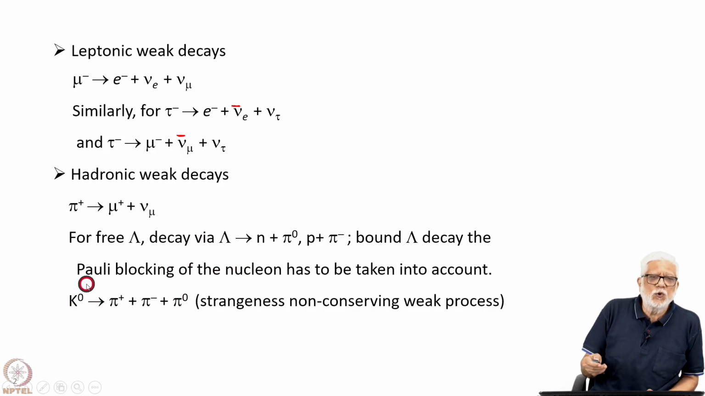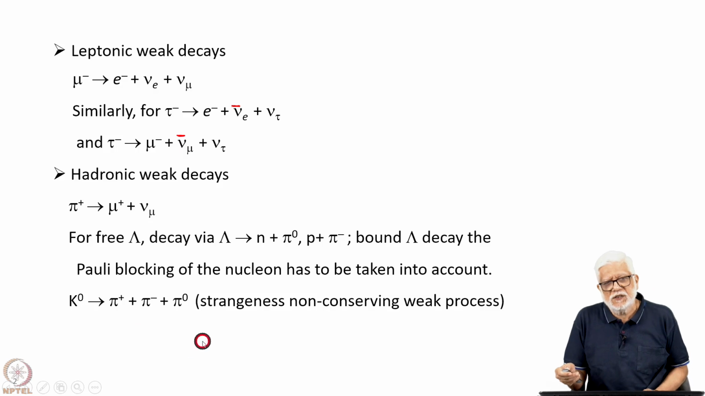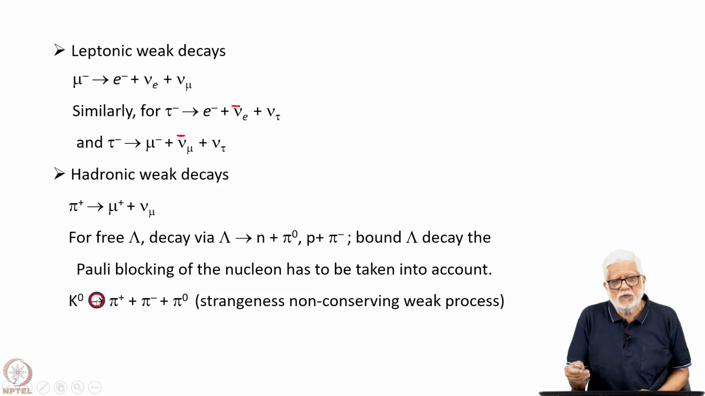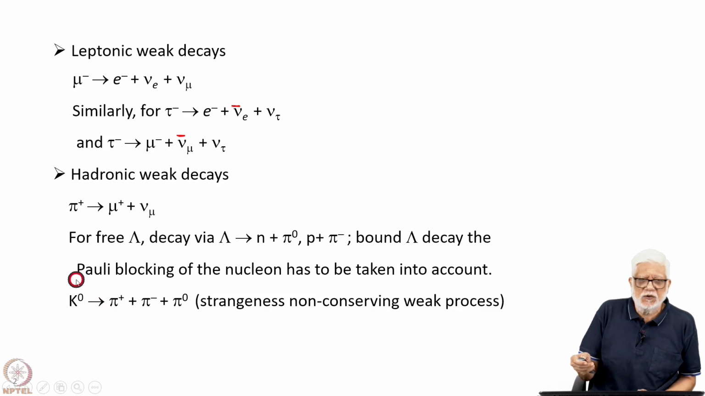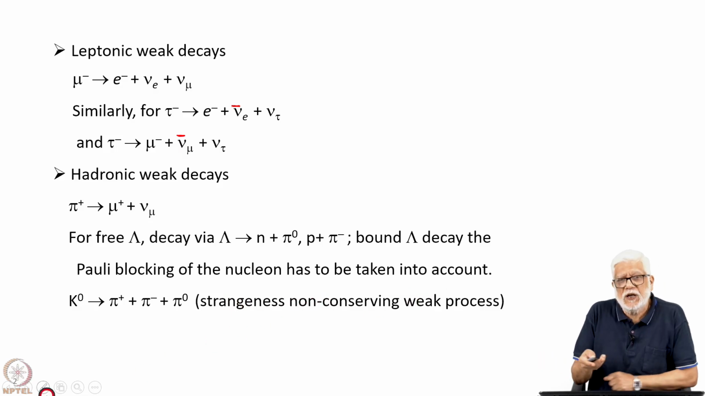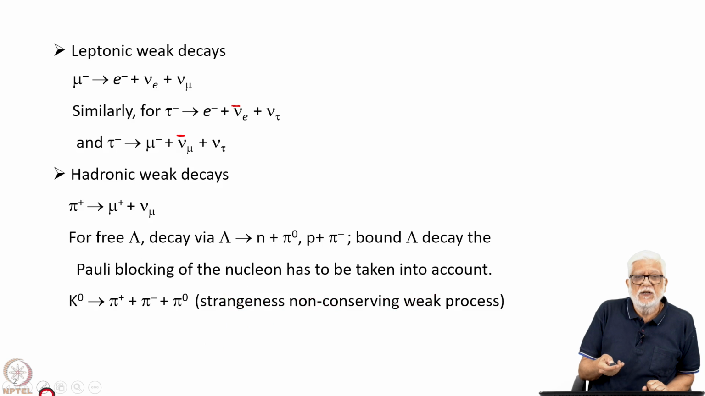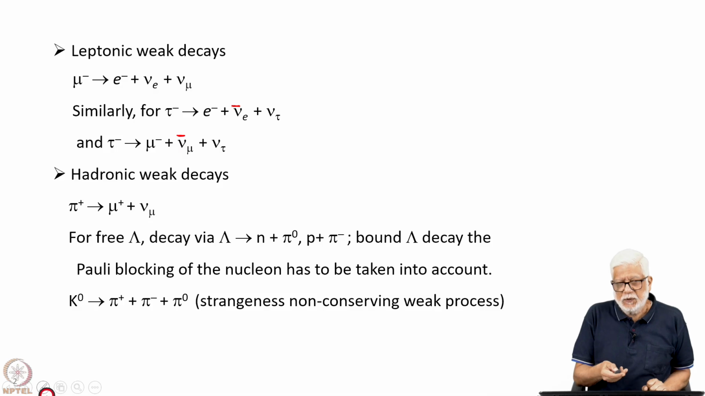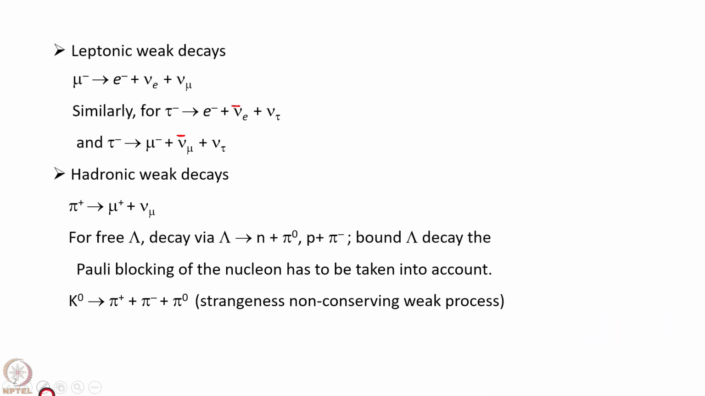Similarly, a K0, a neutral kaon, can decay into pi plus, pi minus, and a pi zero. So you have 3 pions in the final state and a kaon in the initial state. This again goes through the weak interaction, and therefore it has a relatively long lifetime, of the order of 10 nanoseconds or so. And this is a strangeness non-conserving weak process. So the weak process can of course violate strangeness, strong processes cannot. They obey strangeness conservation, bottomness, topness, and whatnot. But weak processes can violate that.